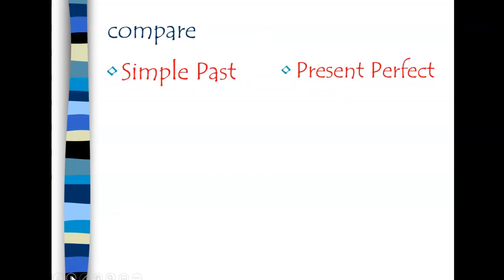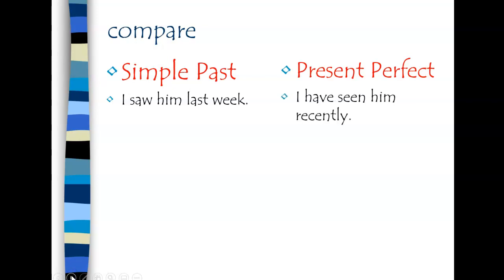So we can compare the simple past and the present perfect. Again, I don't really care if you know the names of the verb tenses. It makes no difference to me, but as long as you can use the right verb tense at the right time and use them correctly. So remember, the simple past is an action that we use to describe at a specified time in the past and it's finished. So I saw him last week. In the present perfect, I have seen him recently. So recently tells me that it's some point in the past before now.